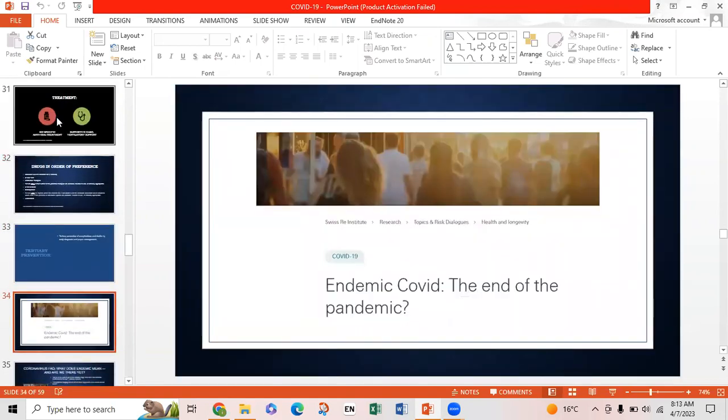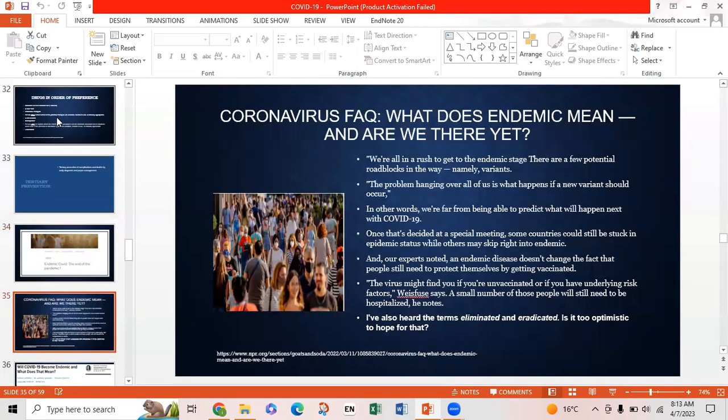Endemic COVID, the end of the pandemic. Coronavirus: what does endemic mean, and are we there yet? We're all in a rush to get to the endemic stage. There are a few potential roadblocks in the way, namely variants. What happens if a new variant should occur? With other variants, we are far from being able to predict what will happen with COVID-19.